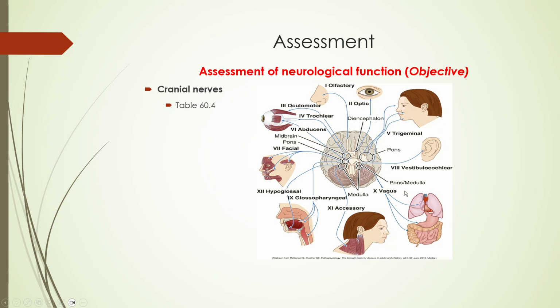Okay, next up is cranial nerves. There's a table in your book, 60.4, that has lots of information about the cranial nerves. Please review it. Please have a really good understanding of the number, the name, and how we test for it, right? This is just a piece of being in nursing school that you have to memorize. So whatever it takes to memorize this information. But we're going to go through all of them.